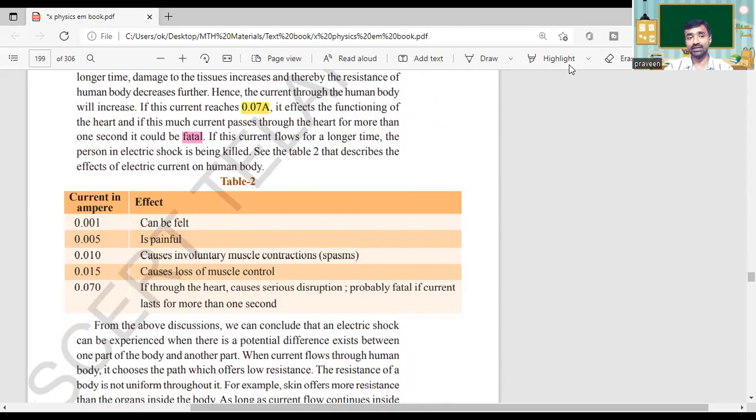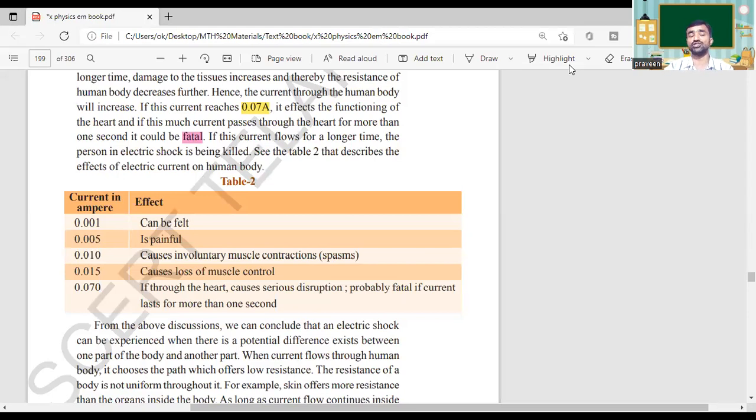At 0.010 amperes, it can give you involuntary contraction. The muscles will contract, so you are unable to expand. Just try to open your hand while holding it tightly. Automatically your fingers close by themselves without your involvement. That type of muscle contraction starts in your body if 0.010 amperes of current passes through your body.